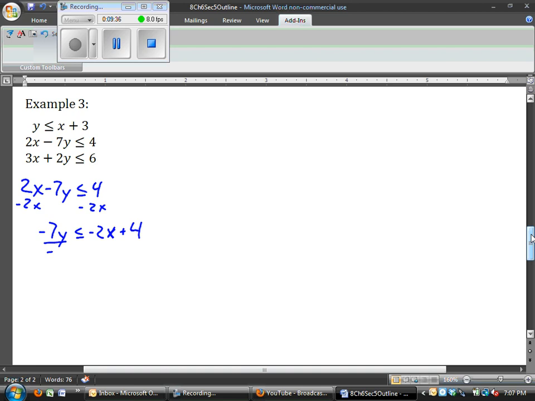Okay, now please don't freak out here. It's not going to be nearly as bad as it looks. Y becomes greater than or equal to, make sure you flip your sign, 2/7 x minus 4/7. Okay, do not freak out. We'll be okay. We'll survive. It's just a fraction. And over here I have 3x plus 2y is less than or equal to 6.